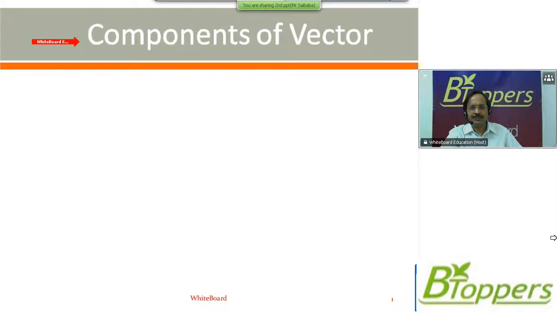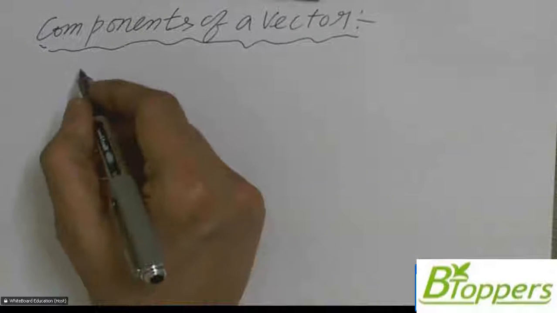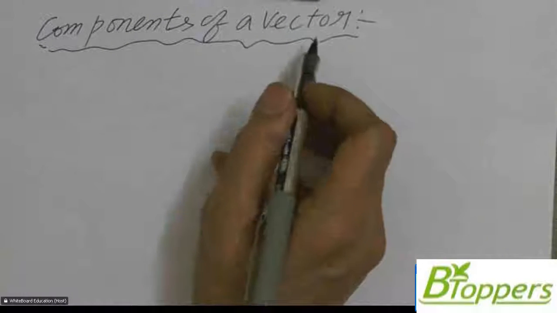So in general, if the vector sum of two or more vectors gives you the vector r bar, then those vectors whose vector sum gives you the vector r bar can be called the component vectors of r bar. Okay, components of a vector.